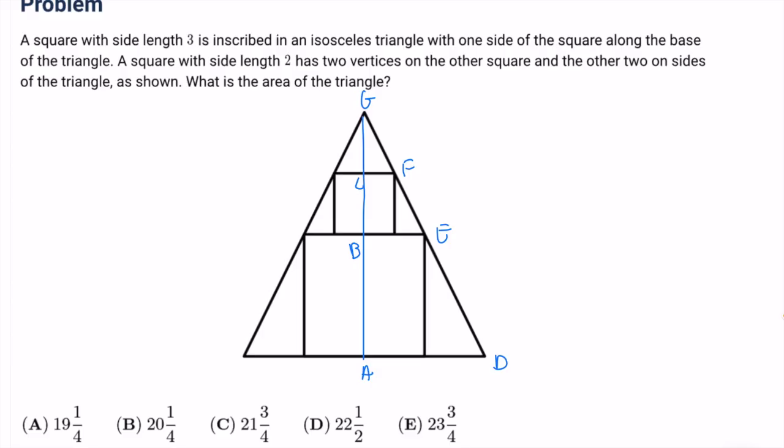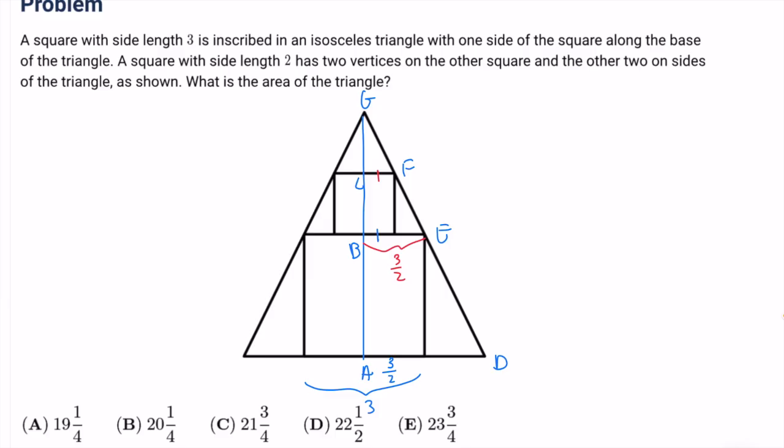Because we know that the side length of this is 3, and then the whole side length of the smaller square is 2. So if I split it down the middle, then that means that this is 3 halves, and then this is 1. But then we also know that BE right here is 3 halves as well. And then CF is 1. So we see that we have 3 similar triangles here.